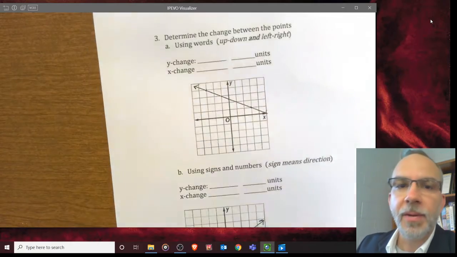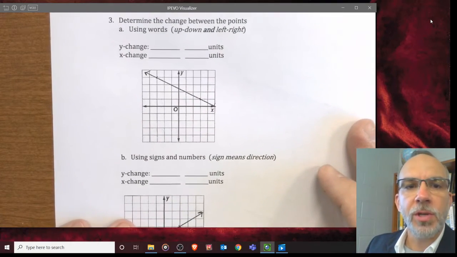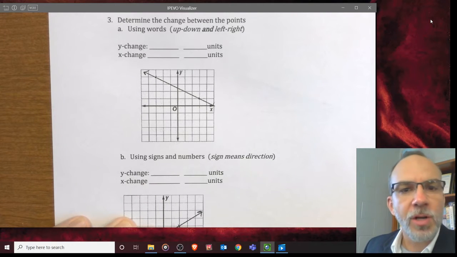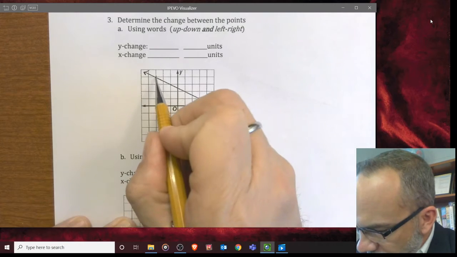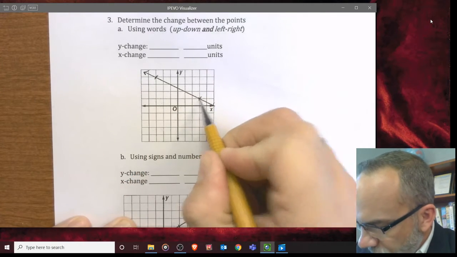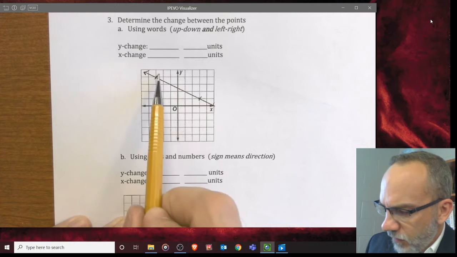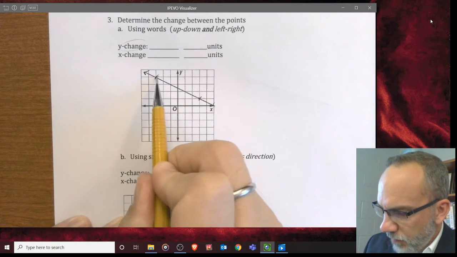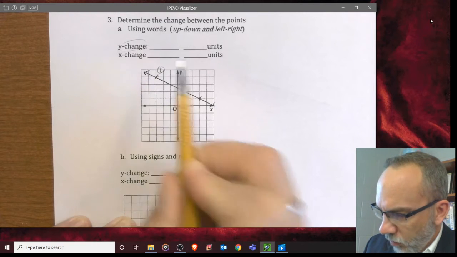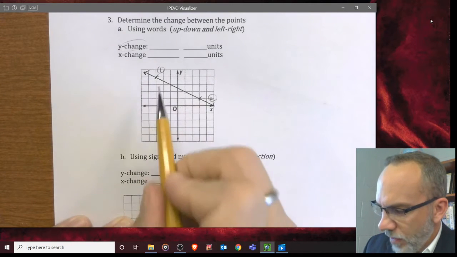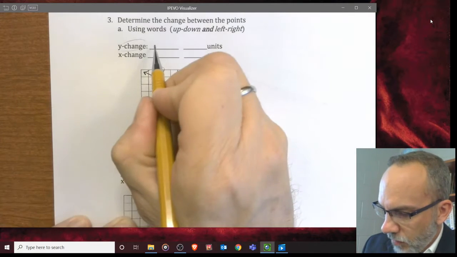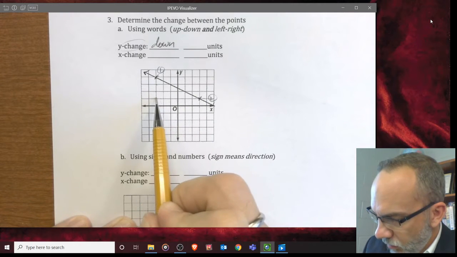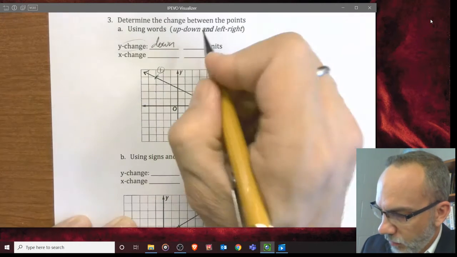Okay, back page. Determine the change between the points using the words up, down, and left, right. Here's a graph that's already been given, and I've got 2 points here on the graph. Usually I would want to go from the leftmost point to the rightmost point, so let's do the y change first. To move from the first point, point number 1, to point number 2, do I go up or down? Obviously I would go down. But how many units? Is that in line here with this other point? Yes, I would go down 3 units.